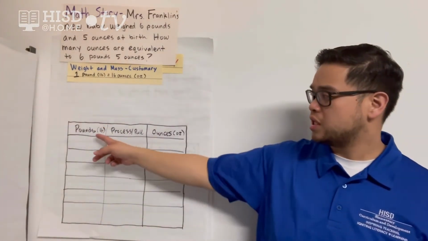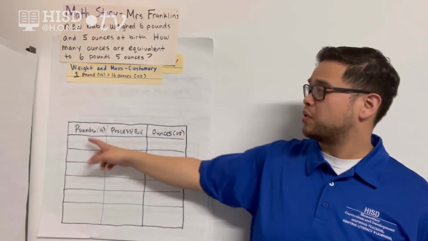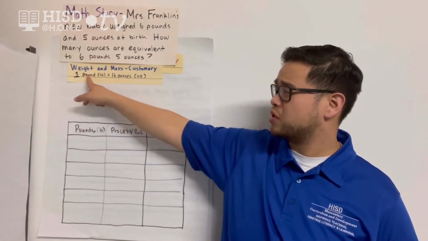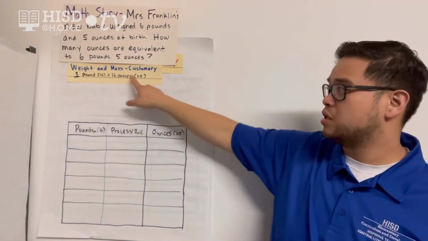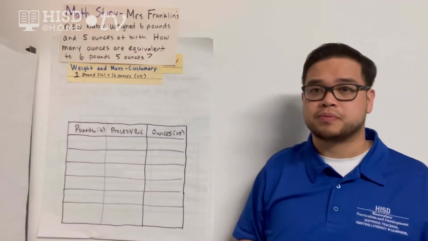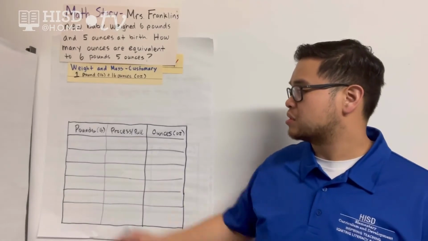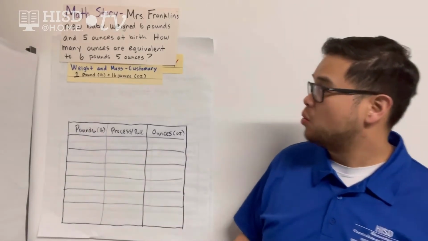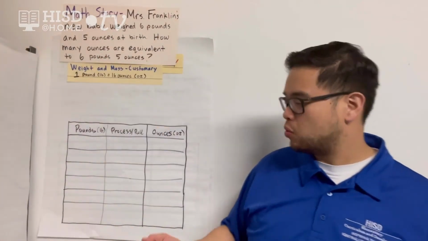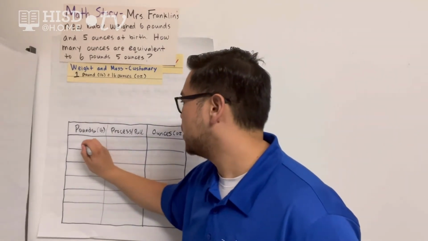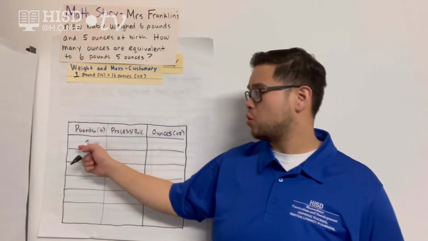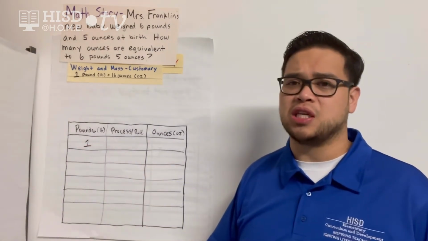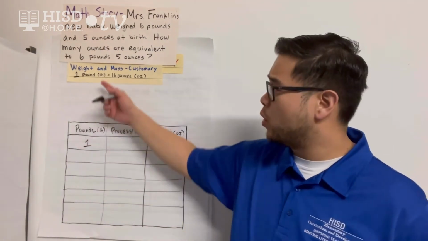So make sure you always title your columns from the conversion that we have, the process rule, into the conversion that we're looking for. What we have to do is fill in our pounds. Well, we know we have 6 pounds, so we're going to start with 1. And it's always best to start with 1, so that way we can find out how much it is just for 1 pound.